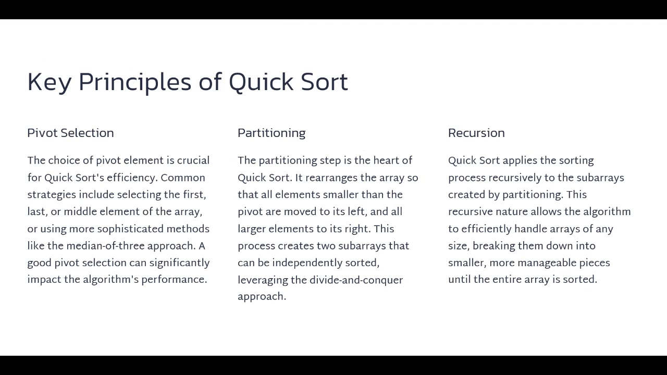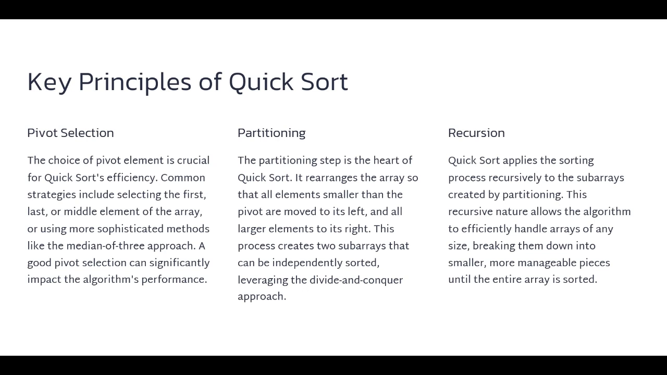Key principles of quicksort: pivot selection, partitioning, and recursion. Pivot selection. The choice of pivot element is crucial for quicksort's efficiency. Common strategies include selecting the first, last, or middle element of the array, or using more sophisticated methods like the median-of-three approach. A good pivot selection can significantly impact the algorithm's performance.